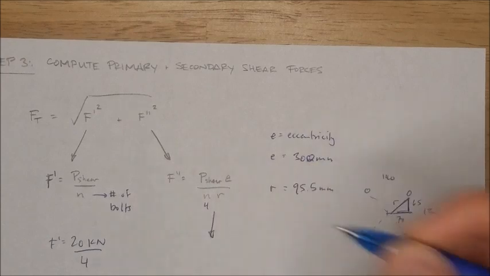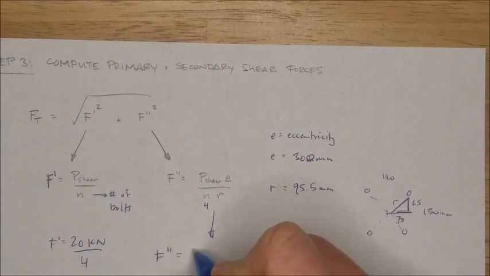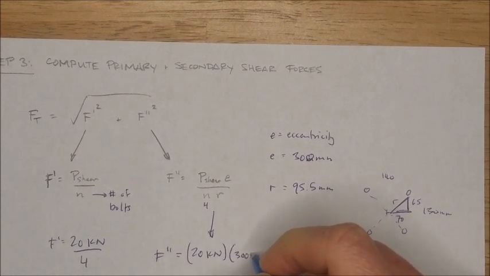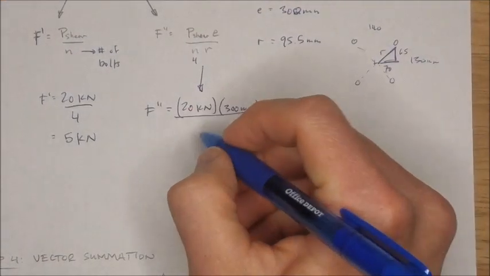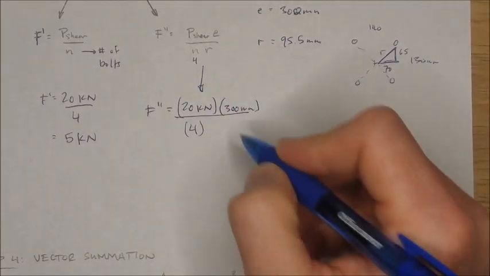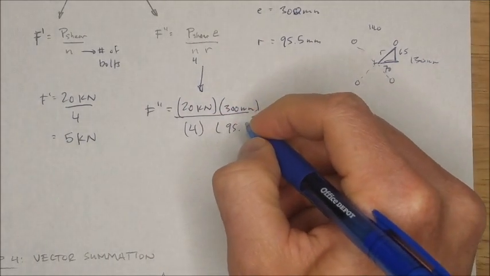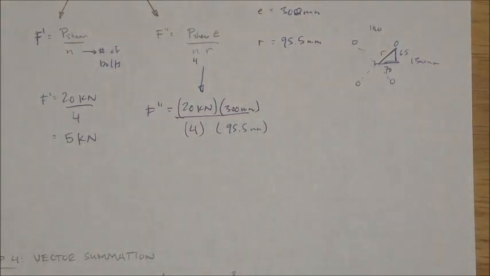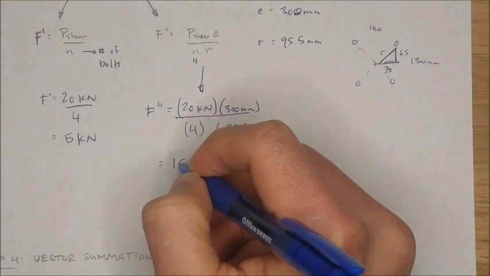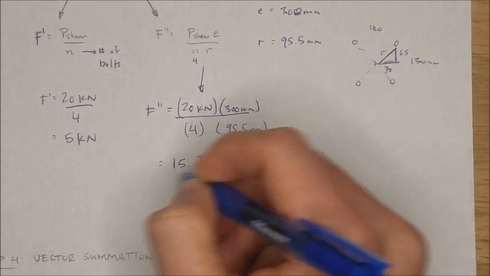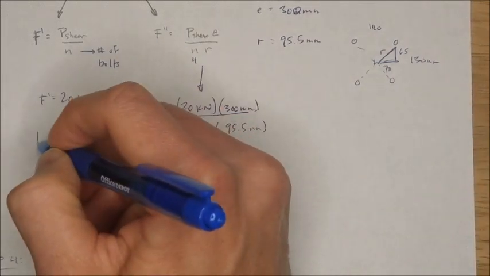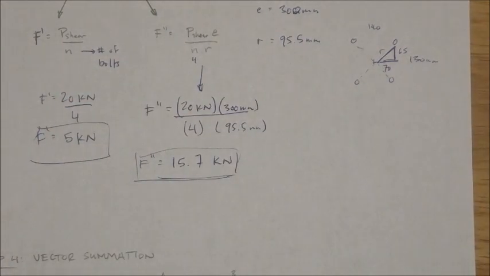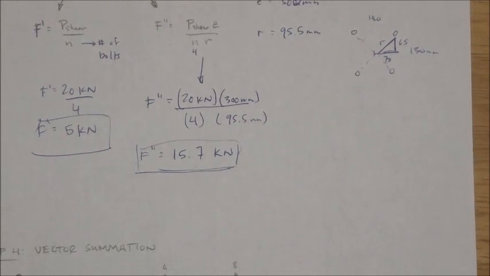So let's go ahead and plug in here. F double prime equals 20 kilonewtons times 300 millimeters eccentricity divided by 4 bolts times 95.5 millimeters. That computes to 15.7 kilonewtons F double prime. So we've got 2 values here. Okay, now let's look again at our vectors.